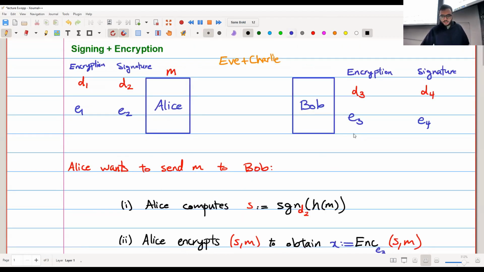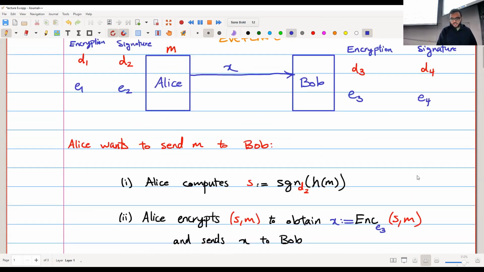So the message that is going through here is just X. But if I want to really expand it, let me write it entirely. This is the encryption using E3 of the signature using D2 of the hash of the message and the message itself. This is actually what Alice is sending, but we called all of that X.